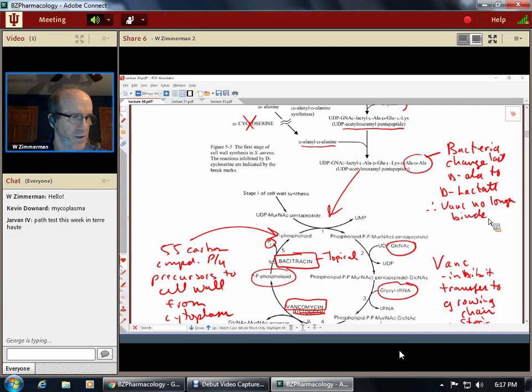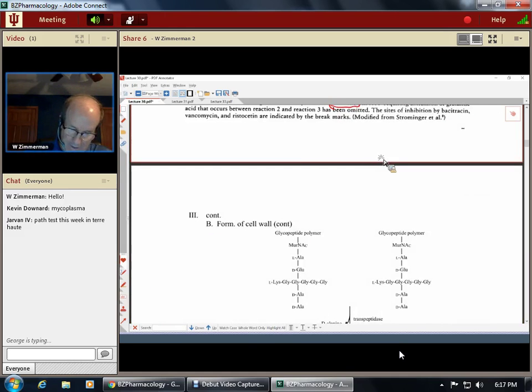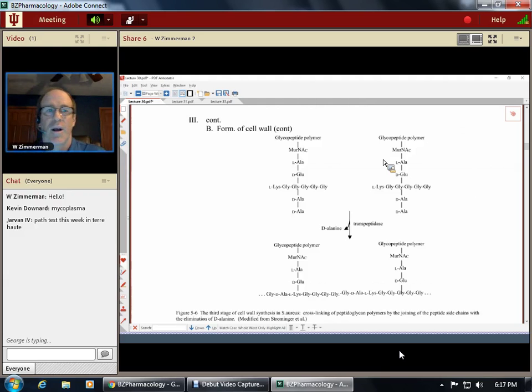Okay, so really the big drugs on the page are bacitracin and vancomycin. Okay, but assuming you don't have drugs in there to stop things from happening, the next thing that has to happen is that we've got these pentapeptides.